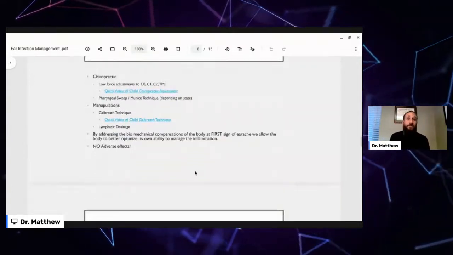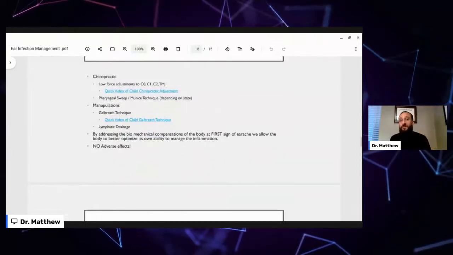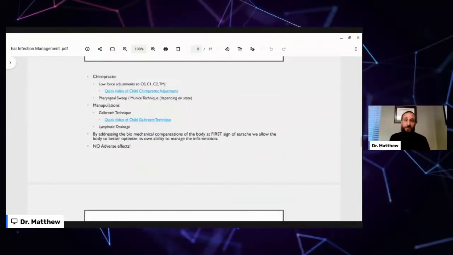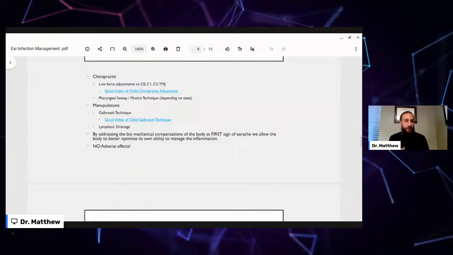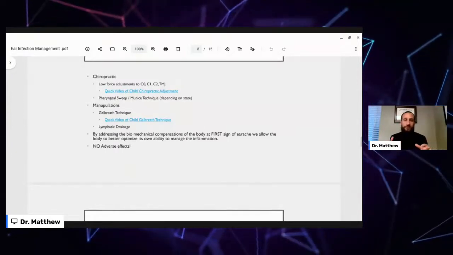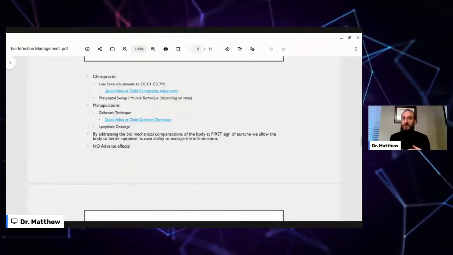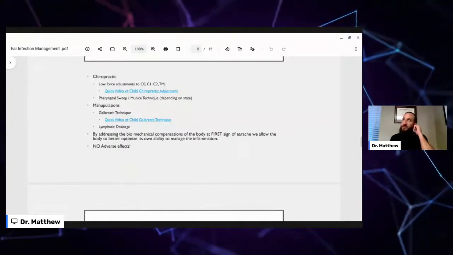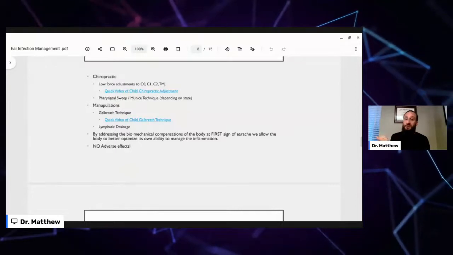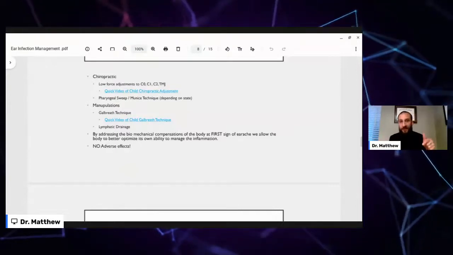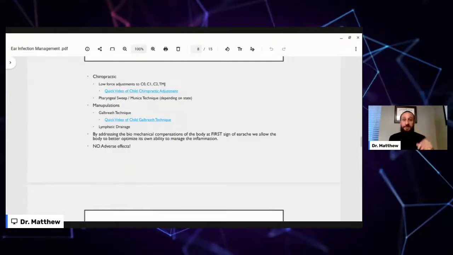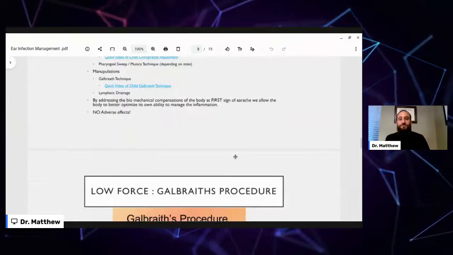By addressing the biomechanical compensations of the body at first sign of earache, we allow the body to better optimize its own ability to manage the inflammation. So there's no adverse side effects when you do this, right? It's not like you're going to hurt the individual. It's not like this is going to make the earache worse. But by seeing, hey, my kid's tugging at their ear, hey, he had a respiratory infection a few weeks back, that's your sign to come get the baby checked and to start opening up that eustachian tube.